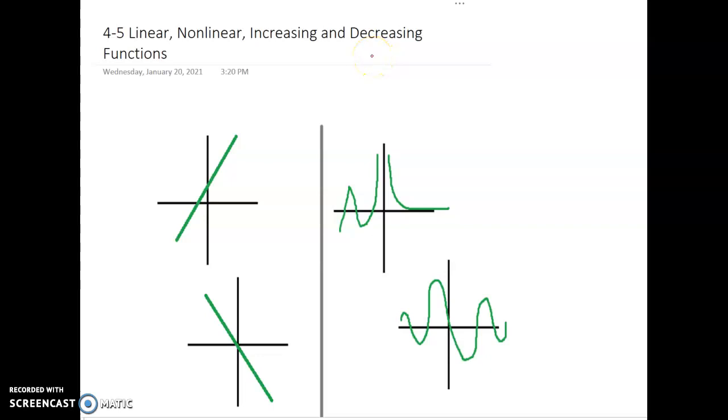So this whole lesson is going to be about looking at graphs and looking at the shape and if it's increasing or decreasing. Okay, so we're going to be looking at graphs and then identifying if they're linear, nonlinear, increasing, or decreasing as functions.